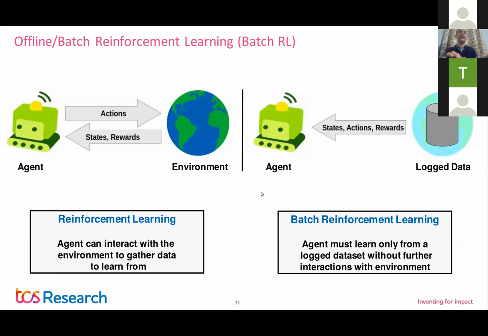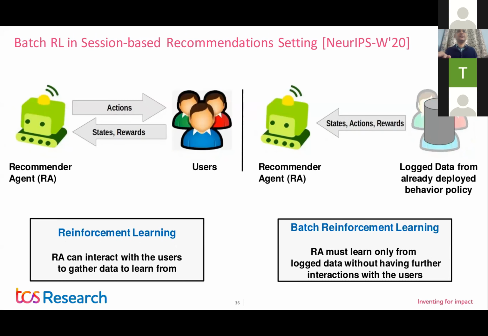And so, as I mentioned, the constraint that we are posing here is that, unlike the standard reinforcement learning setting, wherein the agent is allowed to interact with the environment in an online fashion, here we are just given some historical log data, and you still want to learn this reinforcement learning agent. So this is typically known as the batch reinforcement learning setting. And yeah, this is what we looked at in this work.